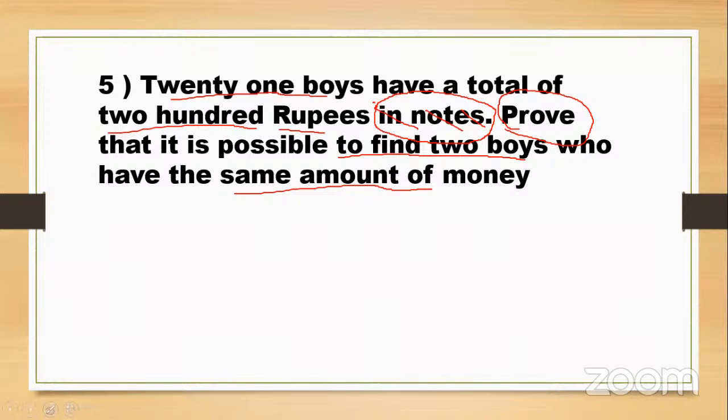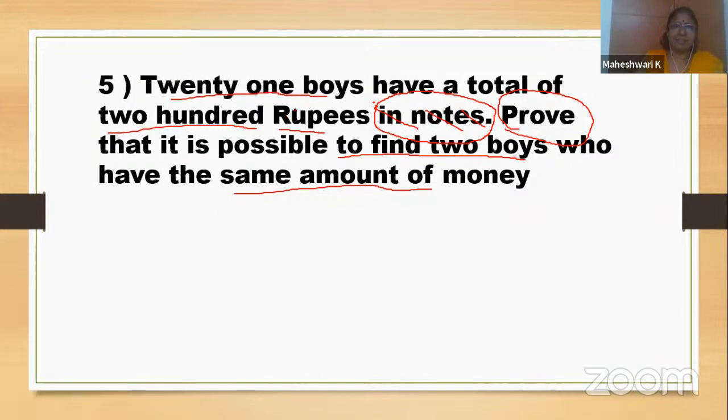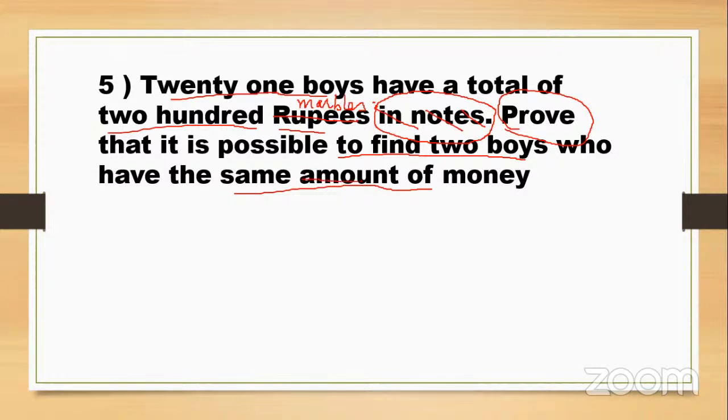51 boys have a total of 200 marbles. Prove that it is possible to find two boys who have the same number of marbles. Is it clear now? Yes, sir. Total number of 200 marbles. Same number of marbles. Yeah, fine.